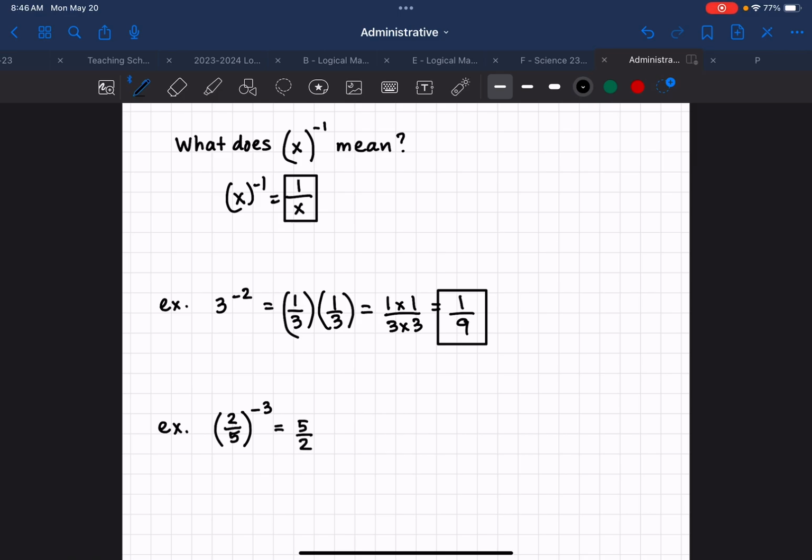And how many times are we going to write 5/2 as a factor? 3 times. Once, twice, 3 times. And then, using the product formula for multiplication of fractions, we have 5 times 5 times 5 all over 2 times 2 times 2. And 5 times 5 is 25, times 5 is 125, all over 2 times 2, which is 4, times 2, which is 8. We have 125/8.